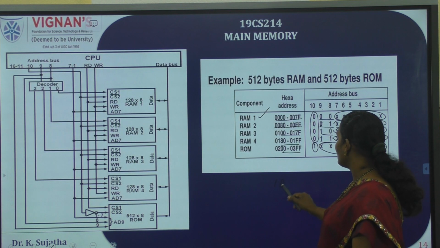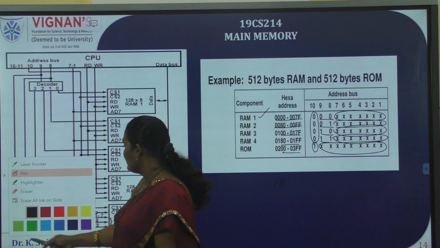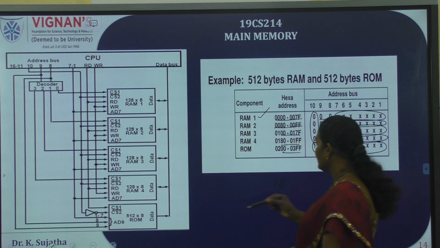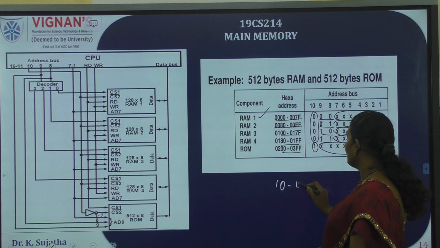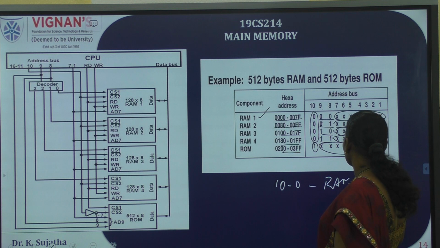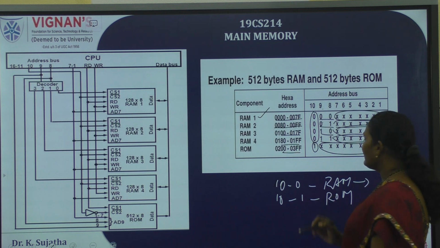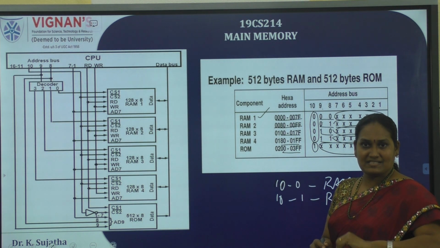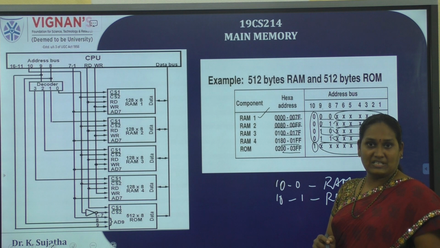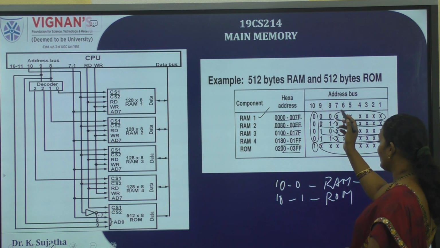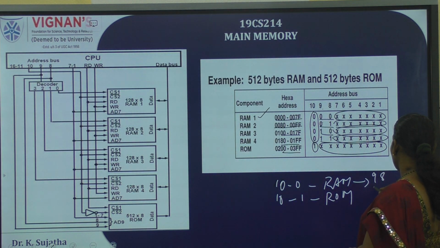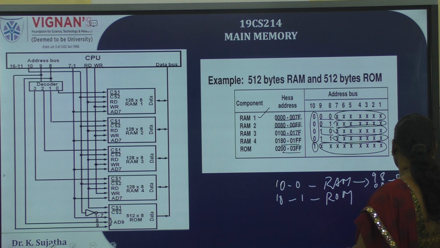I hope that you all understood how this works. If the 10th bit is 0, RAM is working. If the 10th bit is 1, ROM is working. Now, which part of RAM is working? That can be decided based on the 8th and 9th bits. 9th and 8th bits 0, 0, RAM 1; 0, 1, RAM 2; 1, 0, RAM 3; 1, 1, RAM 4 are working.